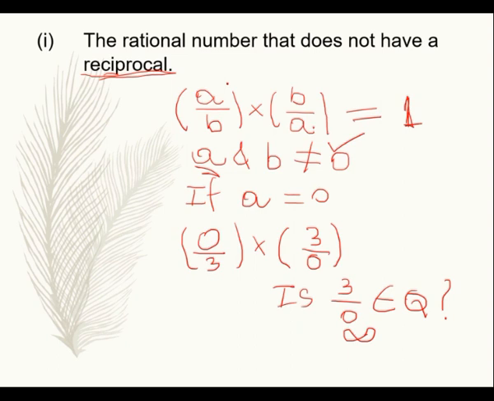So here the answer is, in the rational number set, there is a number 0 which doesn't have its reciprocal. This is the final conclusion. We have learned this as a note while learning the multiplicative inverse property. So 0 is the number which doesn't have its reciprocal.